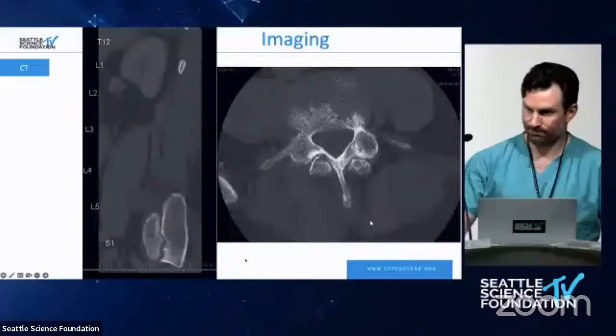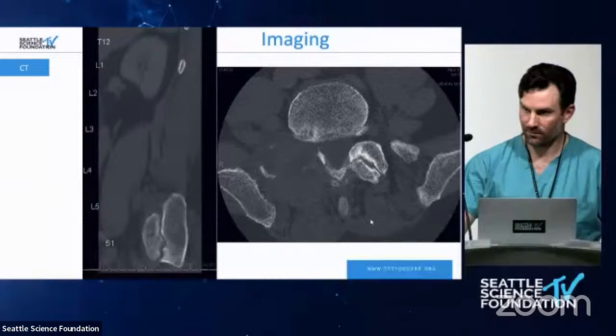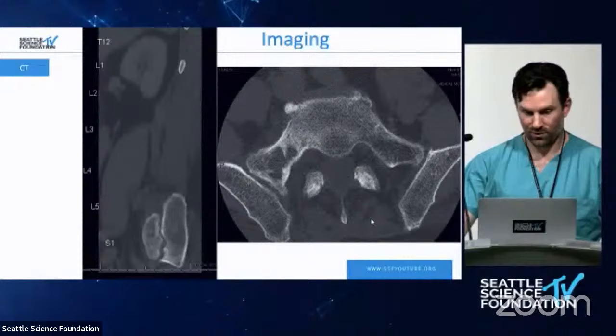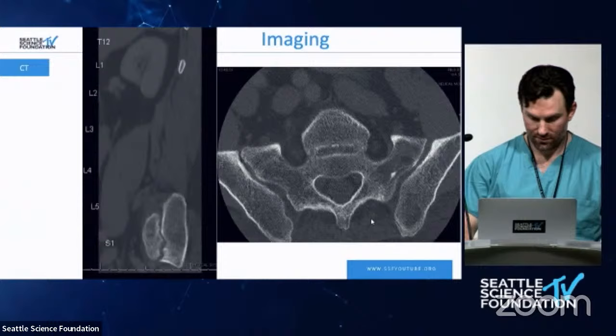Chris, as you looked at this, is it more a lytic margin, or more a sclerotic margin? How would you characterize the response of the host to the lesion? I think it's more of a sclerotic margin. I think the host is trying to wall it off, so it's not aggressively invasive. It doesn't appear to be expansile.